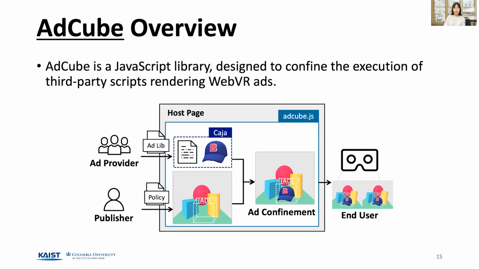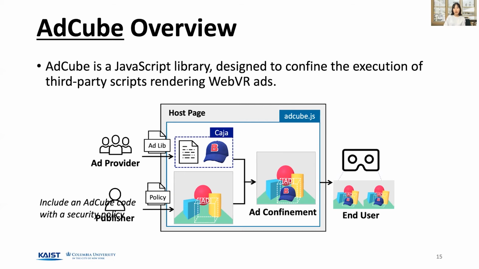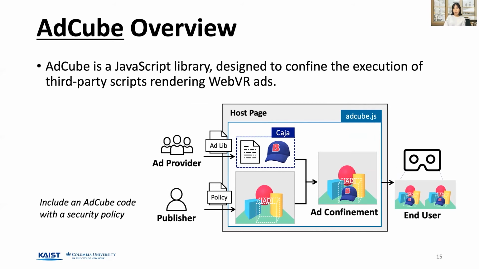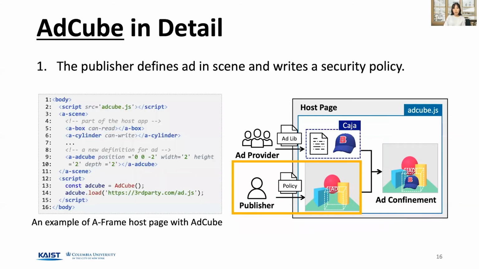In this study, we propose a defense model called AdCube. AdCube is a JavaScript library that guarantees the aforementioned requirements by limiting the execution of third-party scripts. To enable AdCube, publishers need to include an AdCube code with a security policy. Also, ad service providers should implement advertising behaviors using AdCube APIs. Let's take a look in detail.